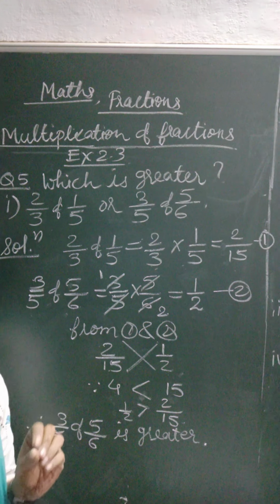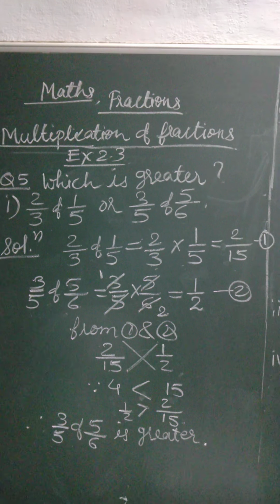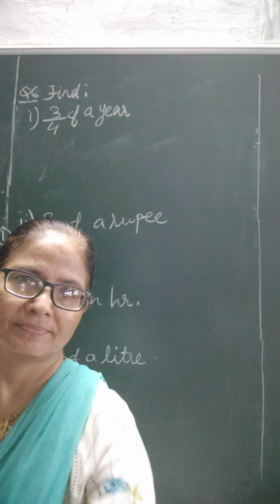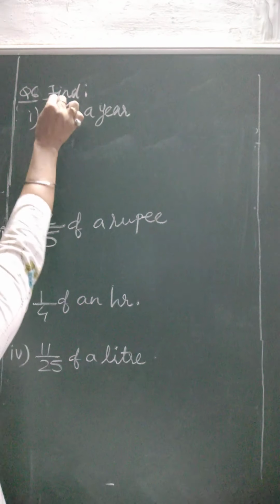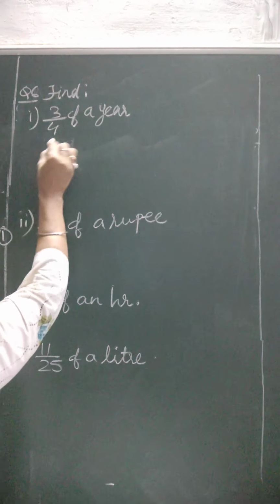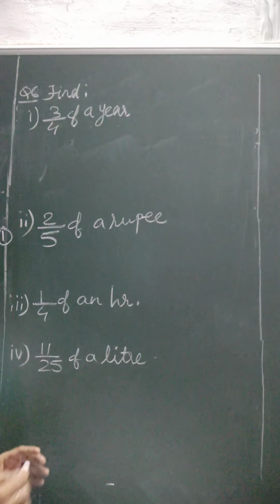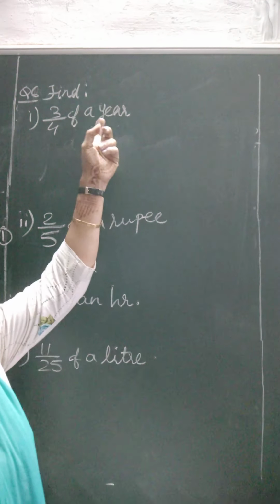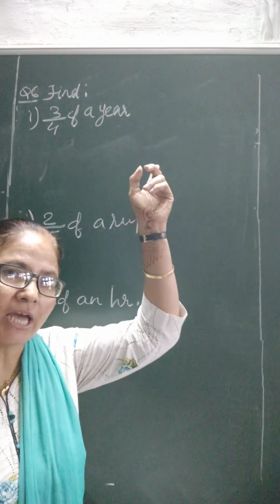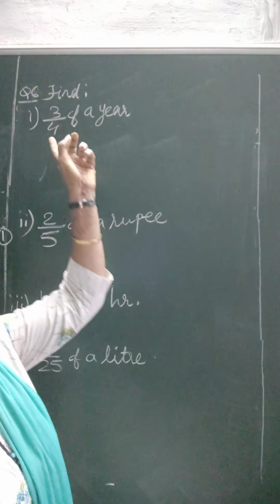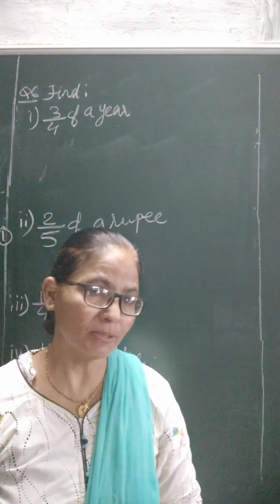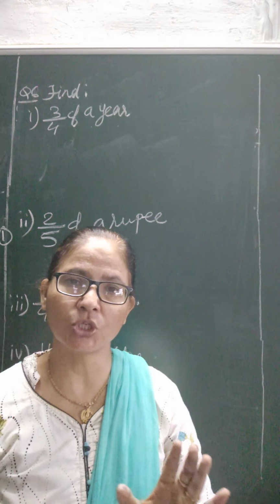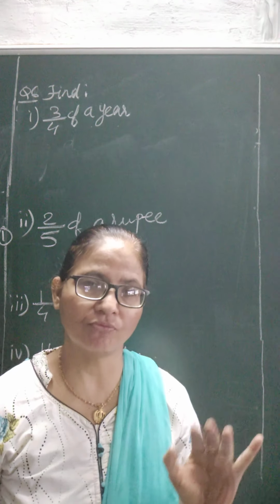Now let's move to question number 6. Now see question number 6. Question number 6 is what? Find. Now what you have to find? 3 by 4 of a year. Here a year is given. So this year you will convert into months and you will find the answer of 3 by 4 of a year. Now you know children, 1 year has how many months? 12 months. So 1 year is equal to 12 months. So first you will write that.